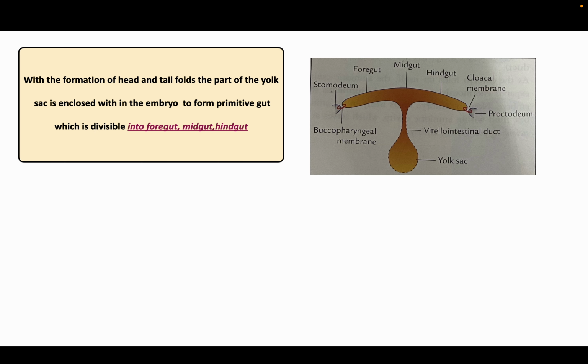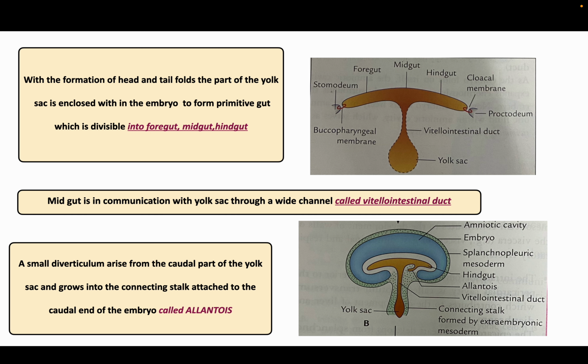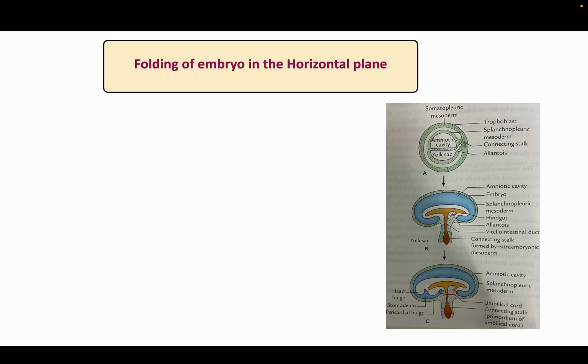With the formation of the head and tail folds, part of the yolk sac is enclosed within the embryo to form the primitive gut, which is divisible into foregut, midgut, and hindgut. Midgut is in communication with the yolk sac through a wide channel called the vitellointestinal duct. A small diverticulum arises from the caudal part of the yolk sac and grows into the connecting stalk attached to the caudal end of the embryo, called the allantois.